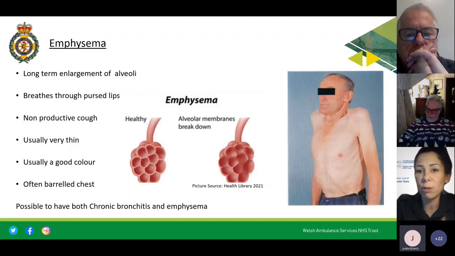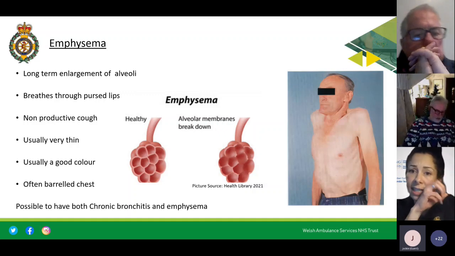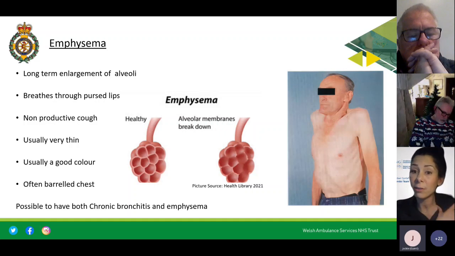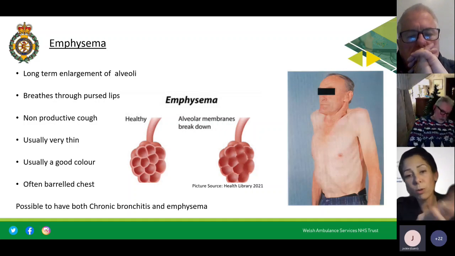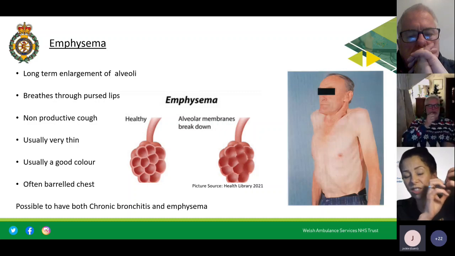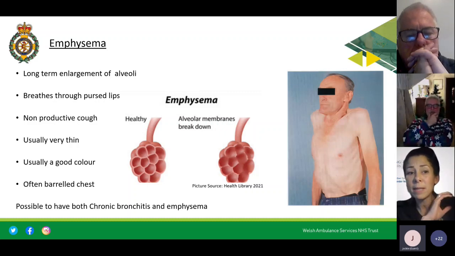Emphysema results when the alveoli, those sacs at the end of the airways, are destroyed, usually by things like cigarette smoke or other chemicals inhaled. This can be industrial. We'll go on to causes later. But those small sacs, which as I said look like a raspberry, with lots of surface area, get damaged over time.